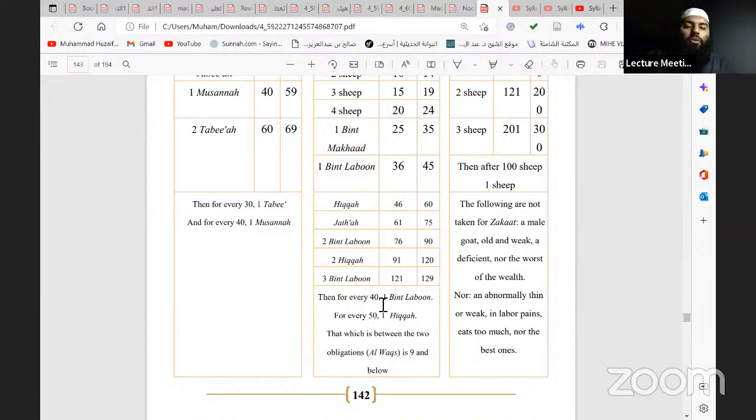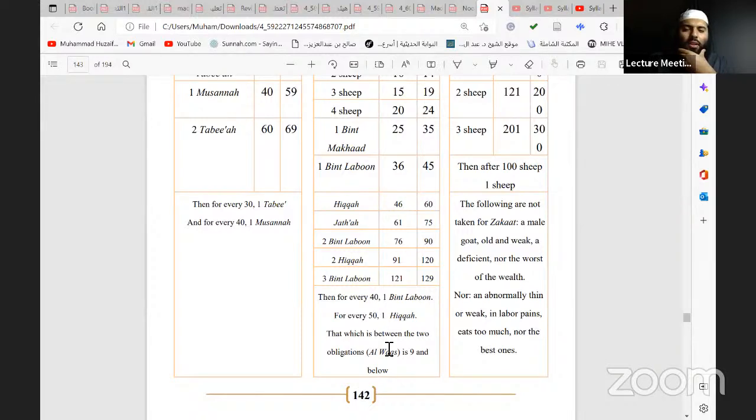Because what is the leftover? 120? The leftover is 10. It's not 9. It has to be 9 or below. So you'd have to work it out. So we would have to use, for 130, I have to work this out now. How would we use 50s and 40s to get 130? We would use 50 and two 40s, right?